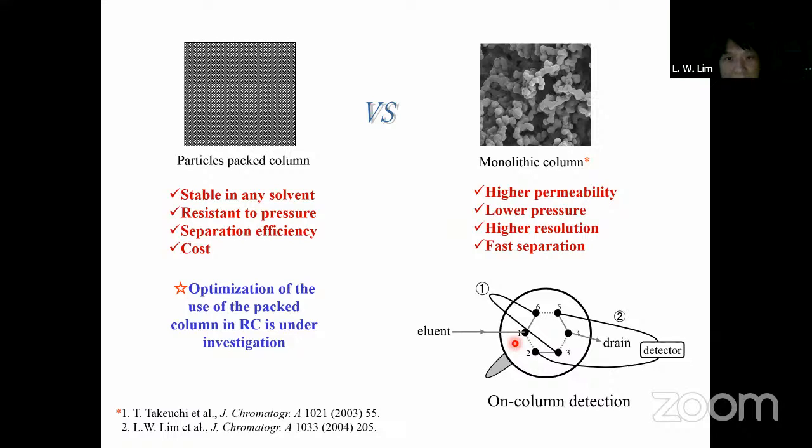Okay, another question is about the air bubbles. Yes, it is important. If you have air bubbles in the line of your eluent, when the air bubbles go through the detector, it will become very bad. The noise will become so bad, so you have to avoid air bubbles. The air will also be detected, and that is very, very bad.